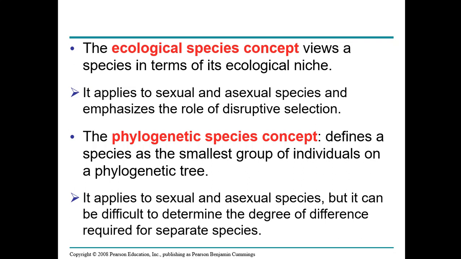So we have three. We have directional selection, we have disruptive selection. Okay, tatlo yan. So, i-review nyo na lang later. Okay? So, the phylogenetic species concept defines a species as a smallest group of individuals on a phylogenetic tree. So, magkakaiba. Iba-ibang concept ang species depende kung anong field or ano yung preference. Okay? So, here, it applies to sexual and asexual, but it can be difficult to determine the degree of difference required to separate species. So, yun yung meron siyang pros, meron din siyang cons.